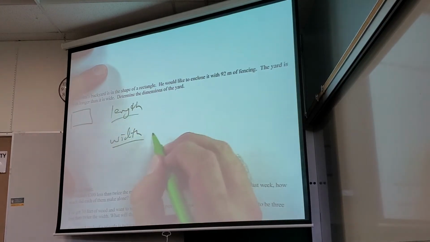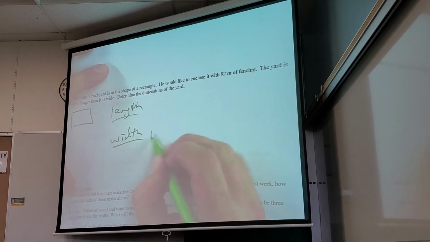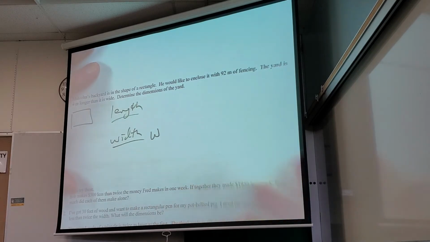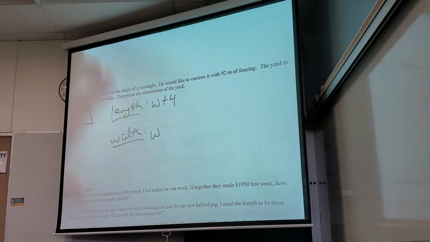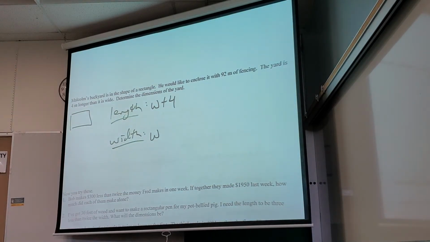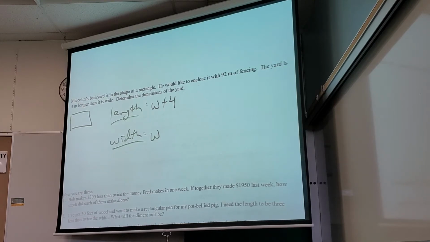So if you call the width, what do you call it? W. I'm going to do W. So what's the length going to be? W plus 4. Don't be evil to yourself and call the length L. There's no reason to do that because the length isn't independent of the width. It's dependent on the width. So you have to have W show up in both expressions. Later this semester we'll have stuff with 2 variables in it. Yay. We're not there yet.